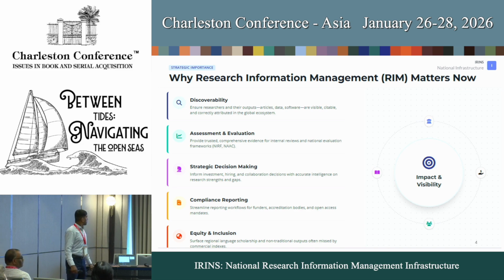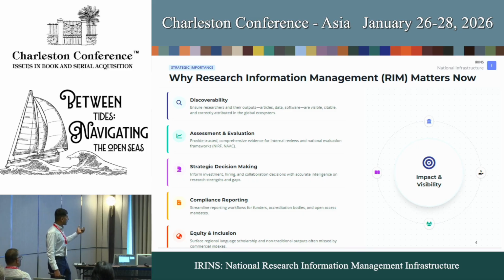Why do we need a research information management system? Number one is discoverability. Whatever faculty or institutes have published, the entire research-related activity should be discoverable. That is the main purpose of any research information management system. Second is assessment. At the faculty level, department level or institute level, nowadays institutes are going through assessment systems. For that they need reliable data. They should not depend only on commercial databases because those will not represent 100% of the research output of the institute.